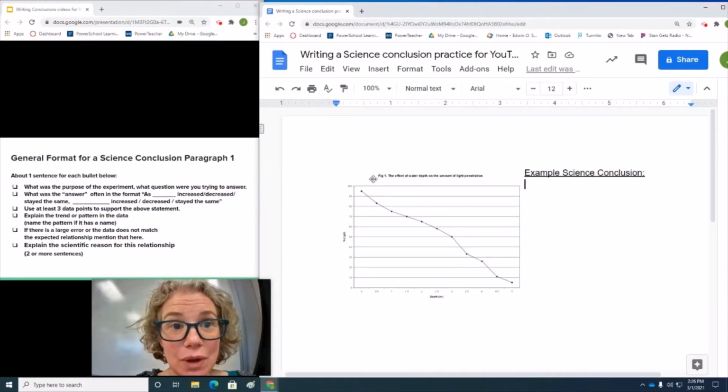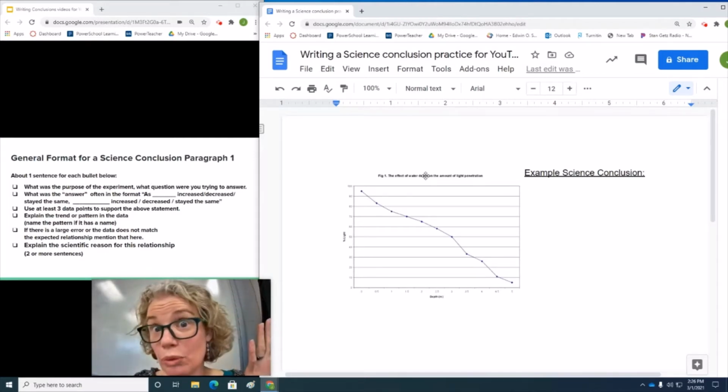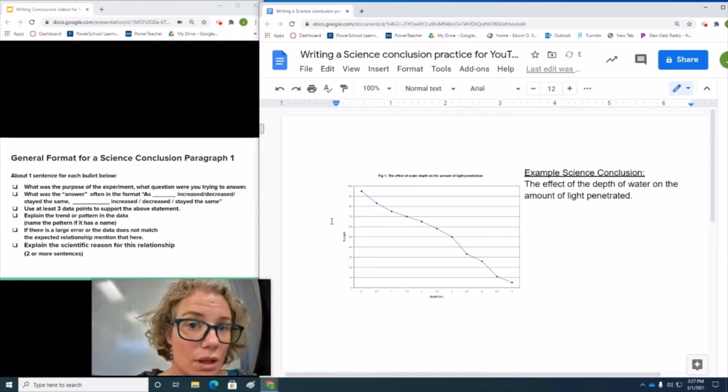So you'll notice that this graph already has a title for you. That's really handy because usually the title of the data table, the title of the graph, the title of the lab report, and the first sentence in the conclusion all can be almost the exact same thing. So we just need to reword it a little bit.